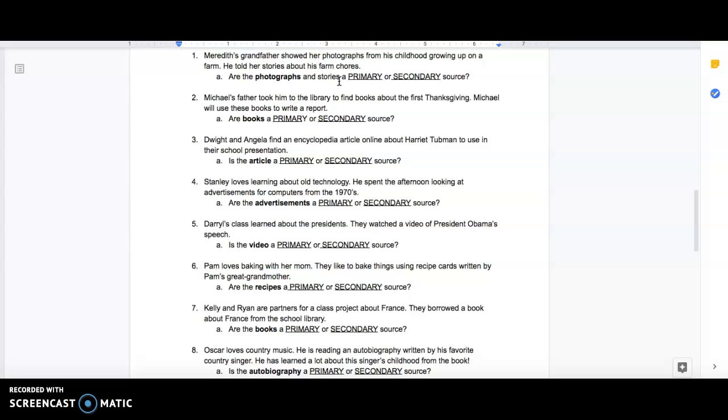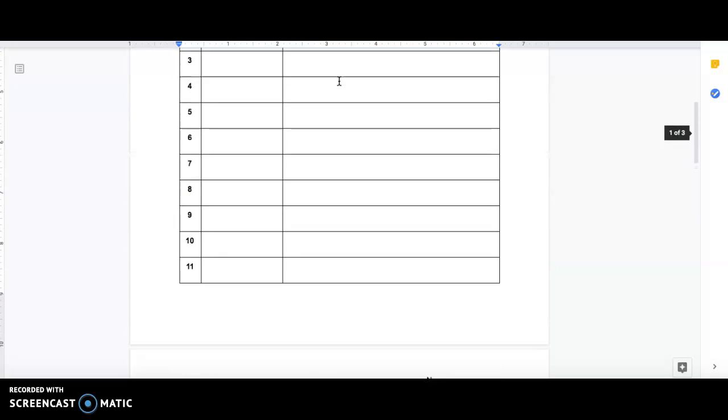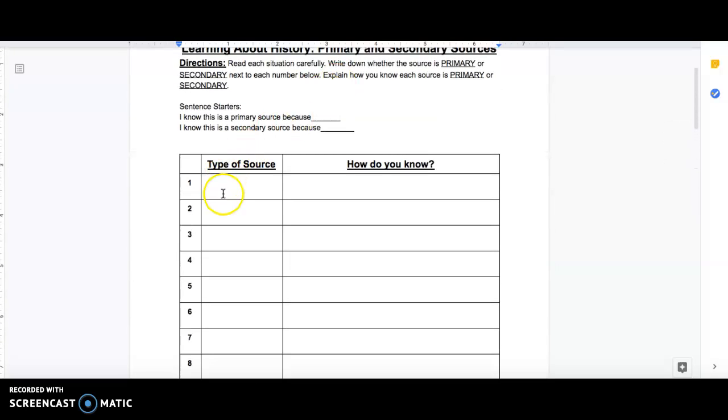So after you read each situation, you're going to come back up to the table. We're doing number one together. So you're going to go to number one, and then you're going to type in, is it primary or is it secondary? Number one is a primary source, right? How do we know it's a primary source? We can use one of these sentence starters to help us begin explaining how we know that.